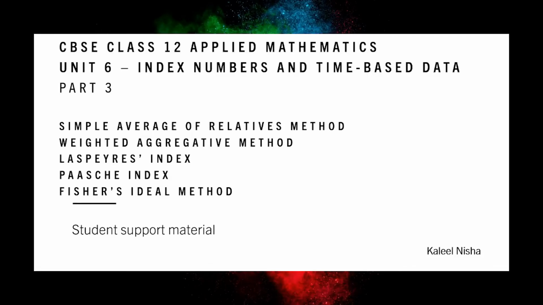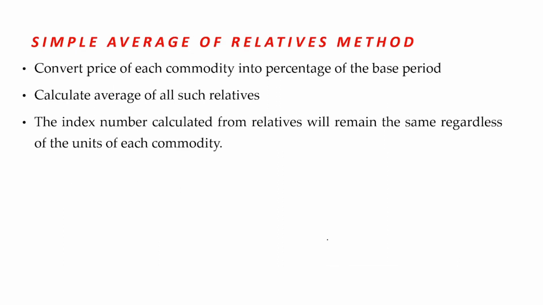Hello viewers, in this video I'll continue with index numbers and I will discuss different methods to find index numbers. Those methods include simple average of relatives method, weighted aggregative method, Laspeyres index, then Paasche's index and Fisher's ideal method. Now first we will see what is simple average of relatives method.